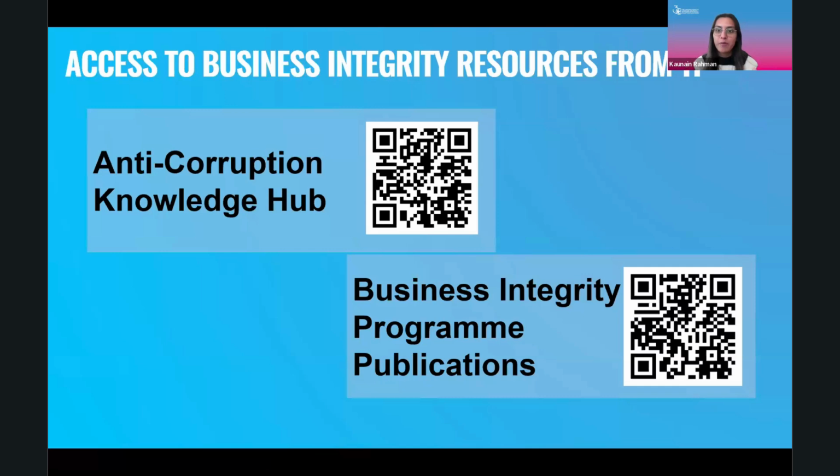We have two main places where you can access all of our business integrity tools. The first one I will refer to is the Business Integrity Program page, where you can access all our publications, including what I just spoke about, amongst many, many others. Another very interesting resource, which I will get into a bit more in the next slides, is something known as our Anti-Corruption Knowledge Hub.